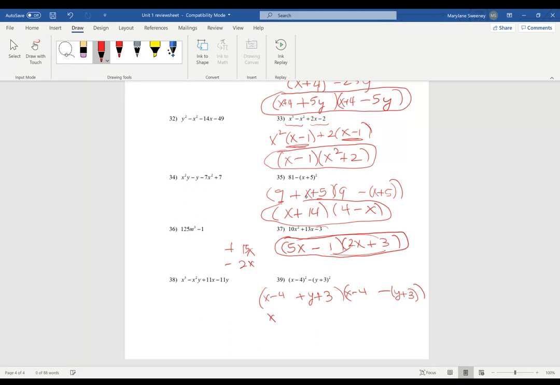So this is x plus y minus 1. That's me combining negative 4, positive 3. This one is x minus y, and then it'll be negative 4 minus 3, because we'll be distributing that. So negative 4 minus 3 is negative 7. So that's my answer there. Okay, that's it for the odds.